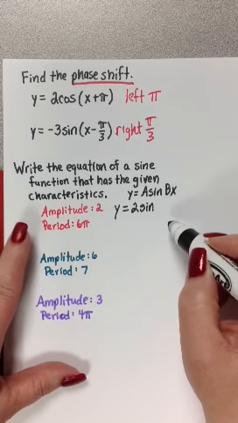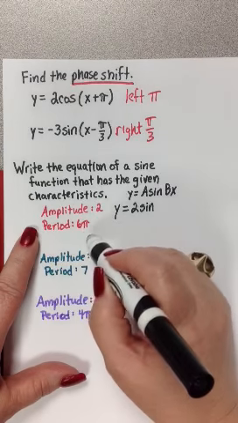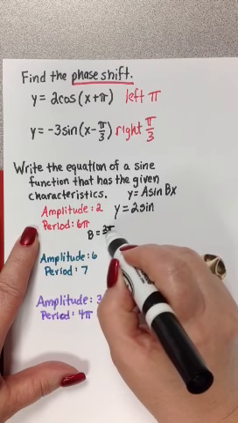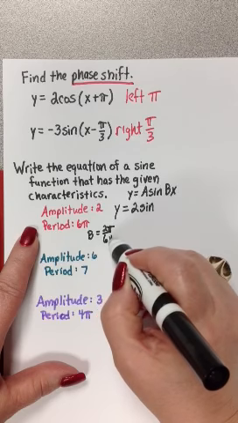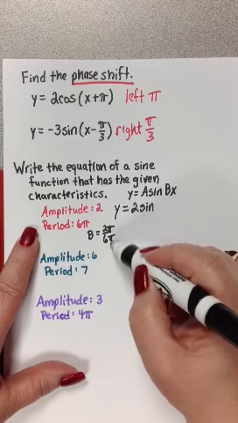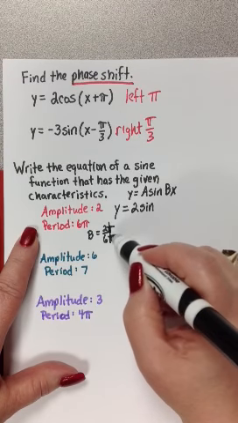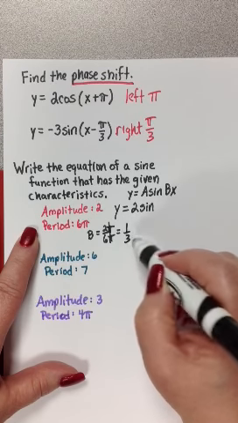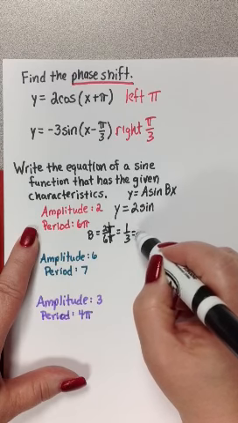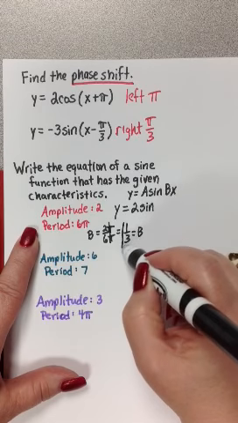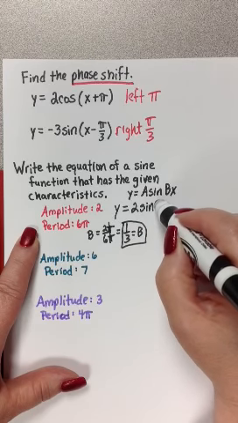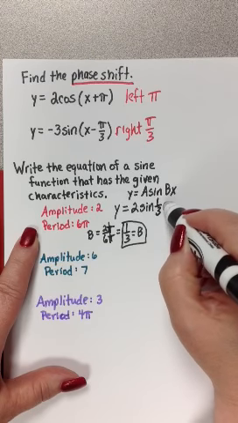Now I don't know what b is yet, but I know that b is equal to 2 pi divided by the period. My period, they told me, was 6 pi. So if you have 2 pi divided by 6 pi, notice the pi's cancel, so you just have 2 over 6, which reduces to 1/3. So b is 1/3. So I just write y is equal to 2 sine of 1/3 x.